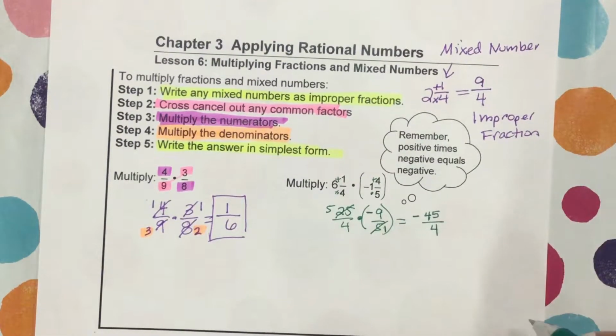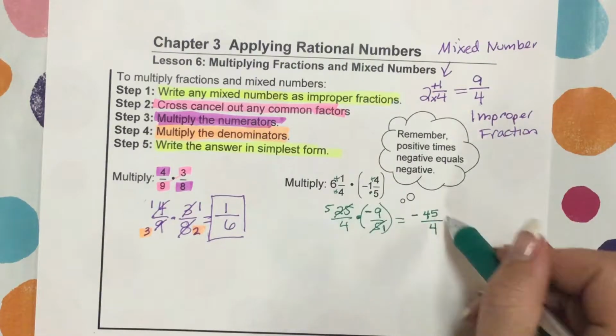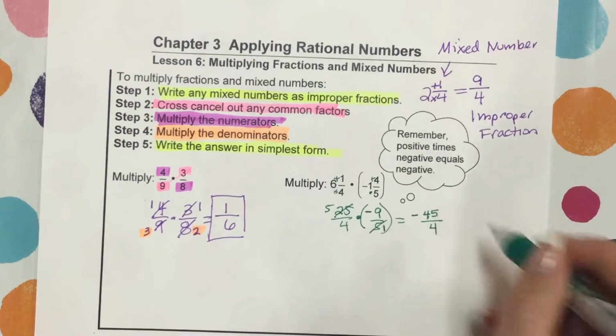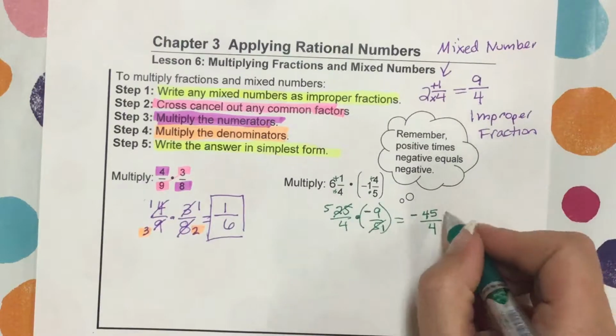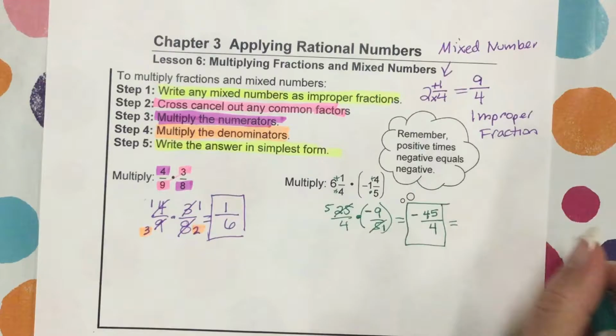We look for simplest form. And yeah, this is even, that's odd. So 2 doesn't go into those and 4 doesn't go into those. So this is in simplest form. Let's go ahead and write it as an improper fraction. So this is an improper fraction. Let's write it as a mixed number.